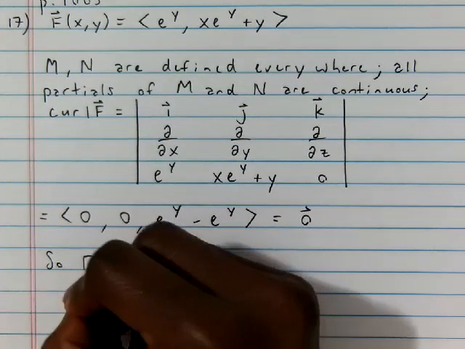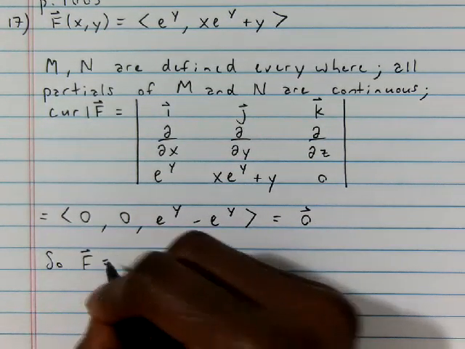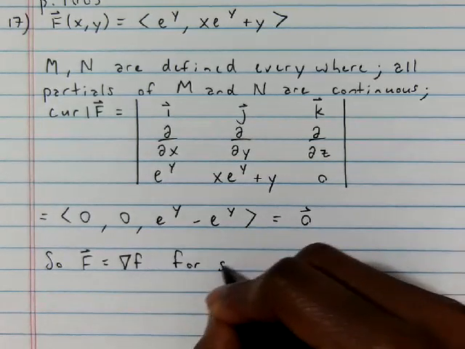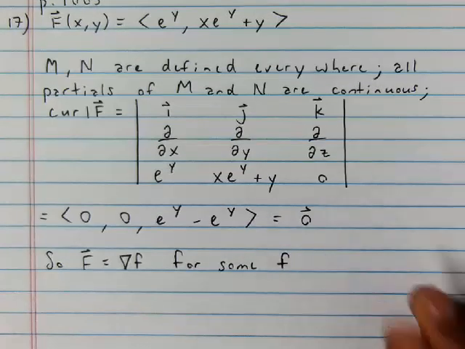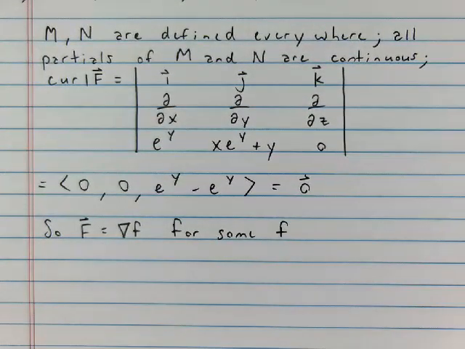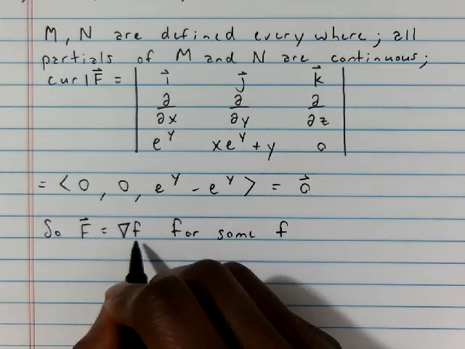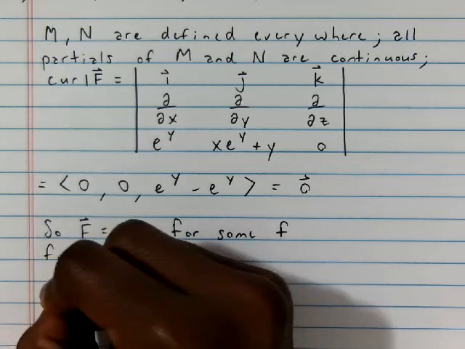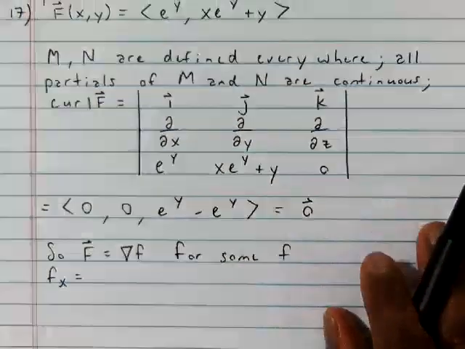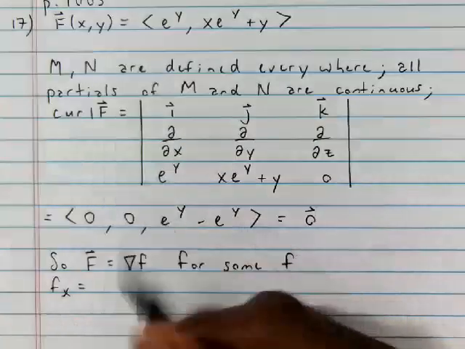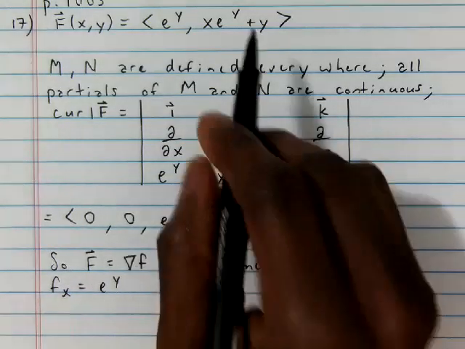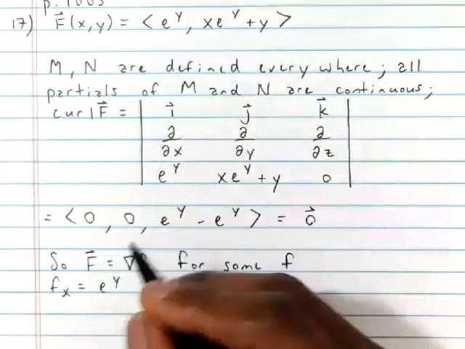So F equals the gradient of f for some f. Now what does that tell us? The fact that F is equal to the gradient of f tells us that f sub x equals, so we go back up here, e to the y, and f sub y would have to be equal to x times e to the y plus y.